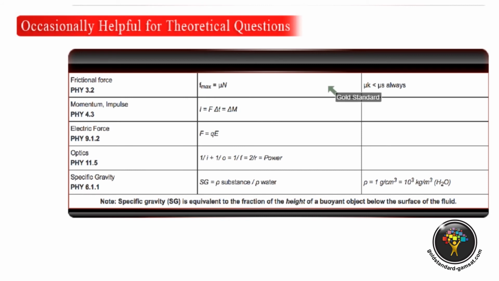Okay, so here are some equations that are occasionally helpful for theoretical things. Here's the frictional force, which is equal to mu n, where mu is the coefficient of friction and n is the normal force. And it's useful to know that the coefficient of kinetic friction is always less than the coefficient of static friction. And of course, you should have familiarity with this concept because if you have something heavy you need to move, it's always more difficult to get it moving rather than to keep it moving. So the static friction, not moving, is greater than kinetic friction when something is moving.